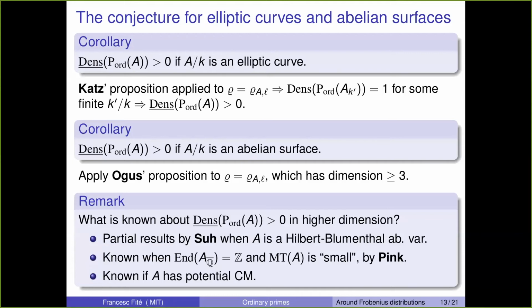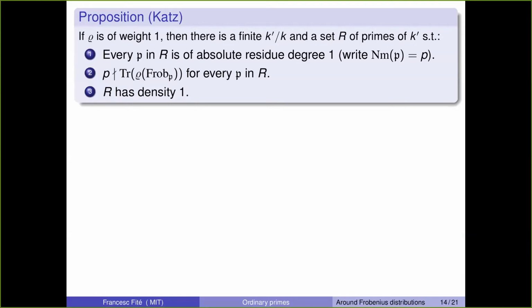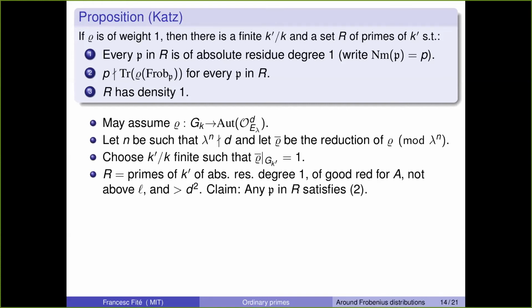But first, I promised you to prove the proposition due to Katz that I recall here for your convenience. So we have to find a finite extension K prime over K and a set of primes R in this finite extension K prime with three properties. So let me explain to you how to find this finite extension K prime.